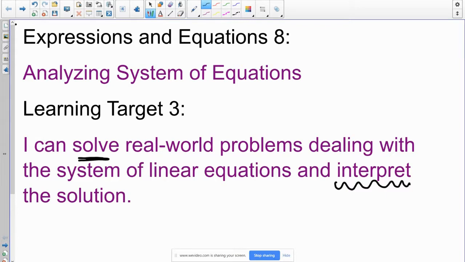So not only are you going to solve them like LT2 in whatever method you like, graphing, substitution, or elimination, you're also going to have to look at the answer, that ordered pair you get at the end, and say, hey, what does this actually mean? You're going to do that interpretation part. So we're going to look at 2 problems.